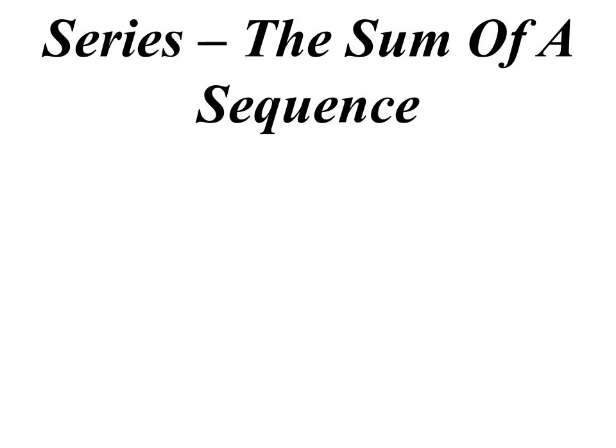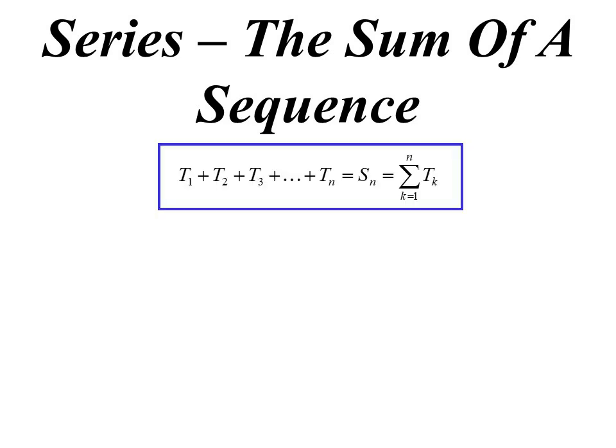Mentioned there was a subtle difference between sequences and series. Series is when we chuck the plus signs in and add them all up. So we're interested to know what that actually is. Let's look at the sum of a sequence. So the series is add them all up. So term one plus term two all the way up to term n is our sum.